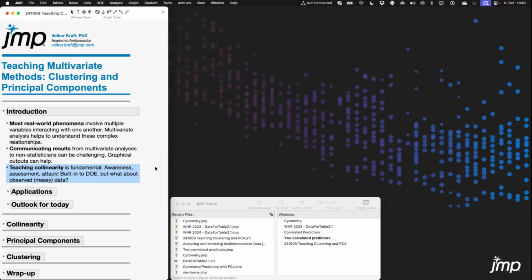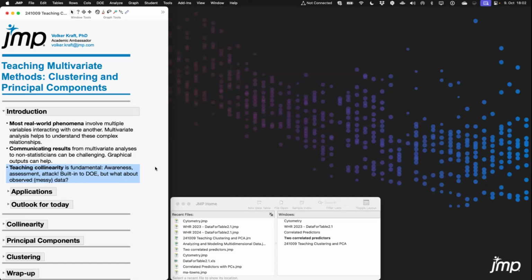With design of experiments, also in JMP, this is built into the design. Every design tool has a color map showing the correlation, the collinearity between effects, which could be a problem if it were there, but it helps you to minimize the problem. And the software helps you.